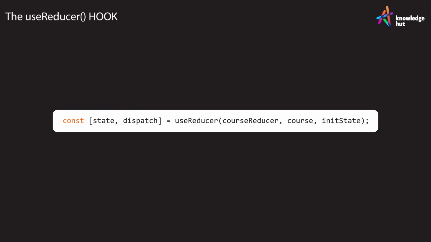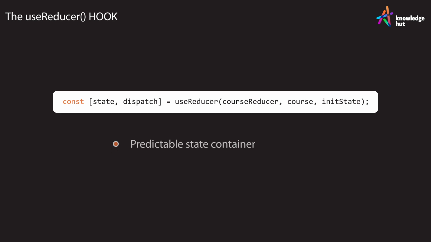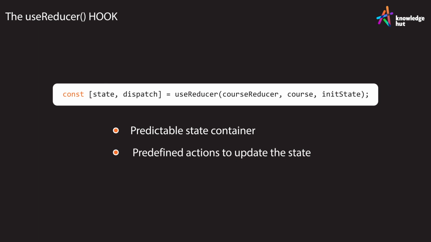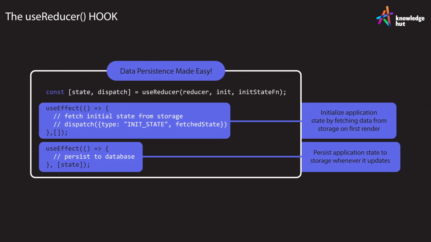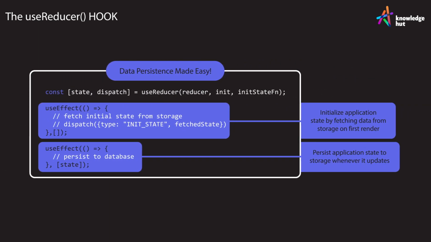As you saw in this example, the useReducer hook is perfect for managing complex state objects and transitions. You get a predictable state container with predefined actions that are the only way to update the state object. This also makes the reducer testable because you can produce predictable results every time. And because your application's entire state is encapsulated in a single object, you can easily persist this object to a store like local storage or a database whenever it updates using useEffect.